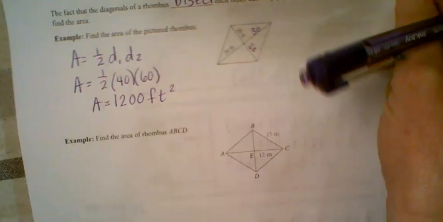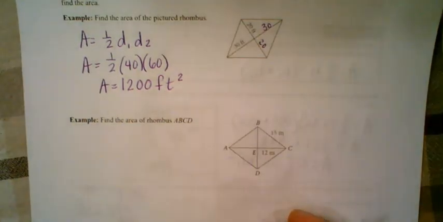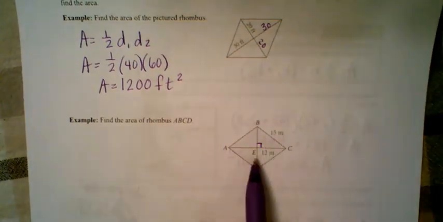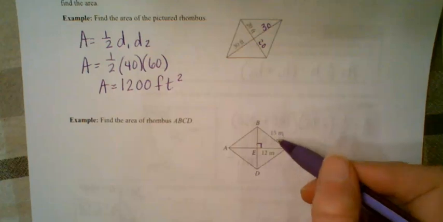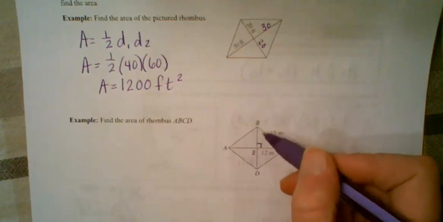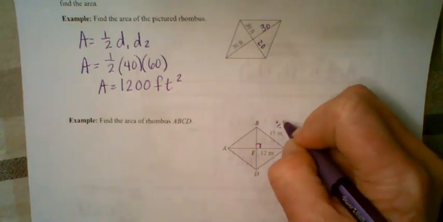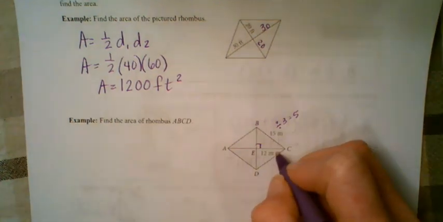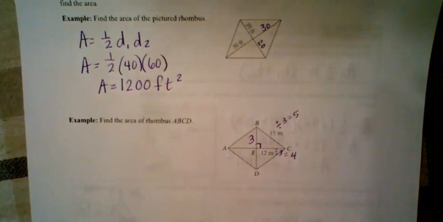Okay, now looking at this example, it says find the area of rhombus ABCD. Well, here, do not get tricked. If we broke this into triangles, they gave us the hypotenuse, but we need to find the leg so that we can figure out the diagonals. Let's see, if I divide this by 3, I can get to 5. If I divide this by 3, I can get to 4. This must be a 3, 4, 5 triangle.